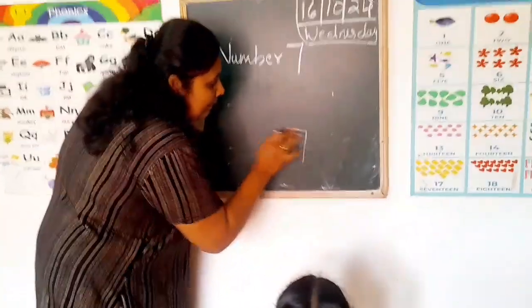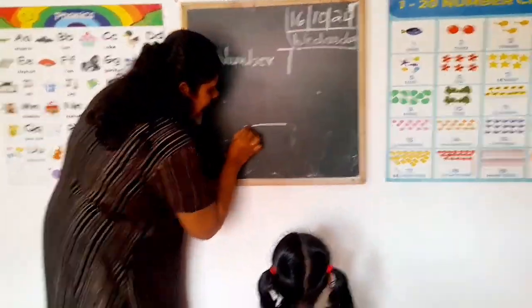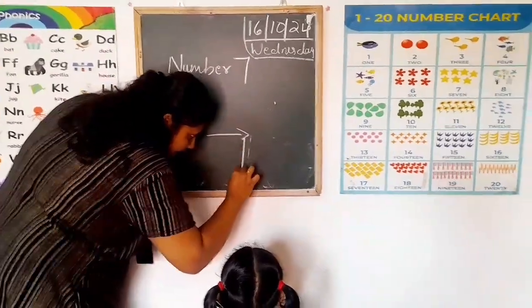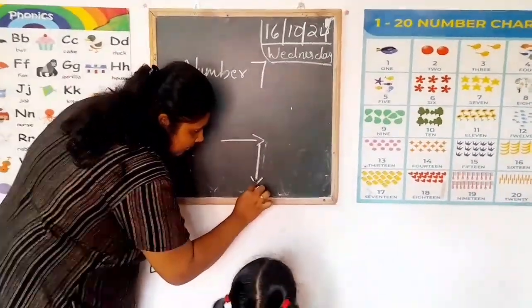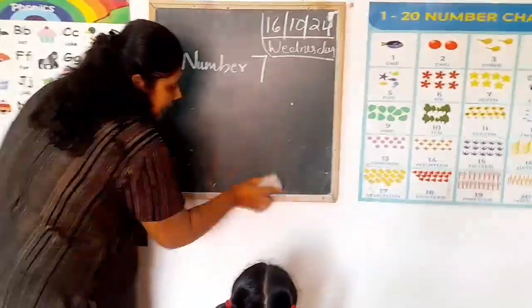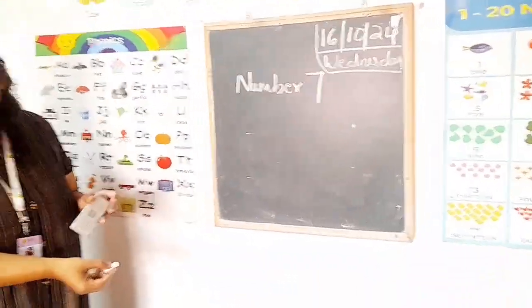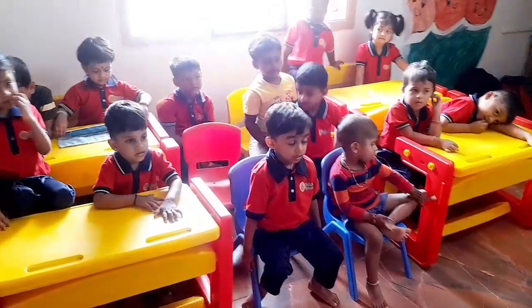Okay? From left to right. Like this. Yeah, left to right. Then, you have to do like this. Okay, this is number 7. Who will do? Come, Rishik. Write number 3.